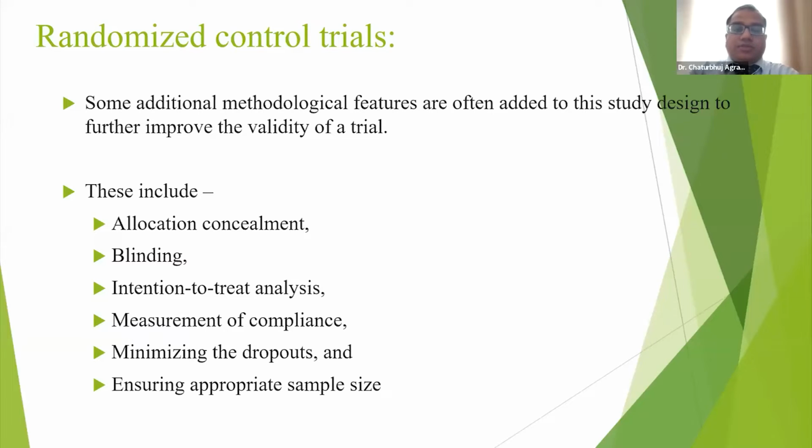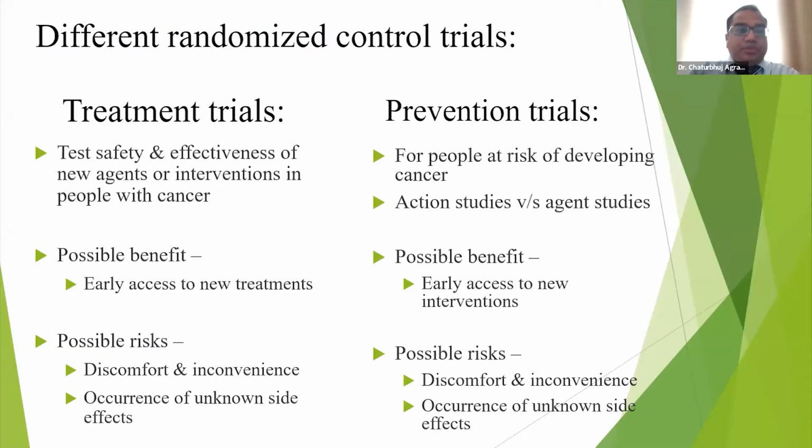That is, there is a specific formula for how we calculate the sample size so as to assign adequate power to our study. So, different types of randomized control trials in oncology. As I told you, in oncology we have a lot of different types of clinical trials, like treatment trials.